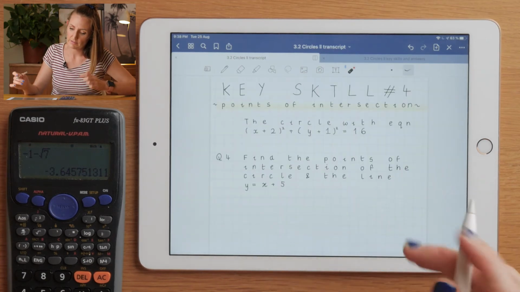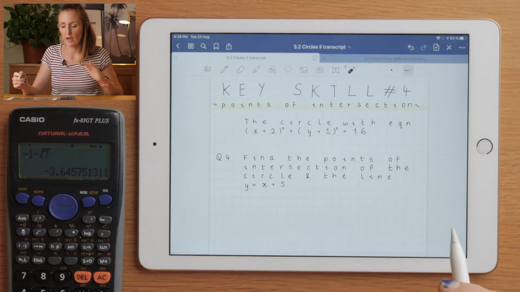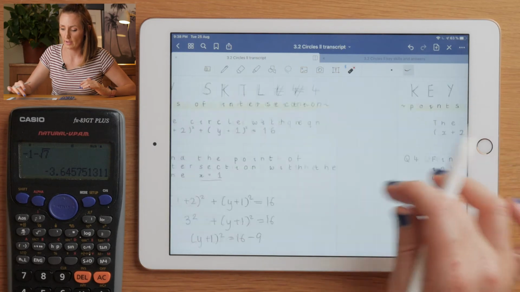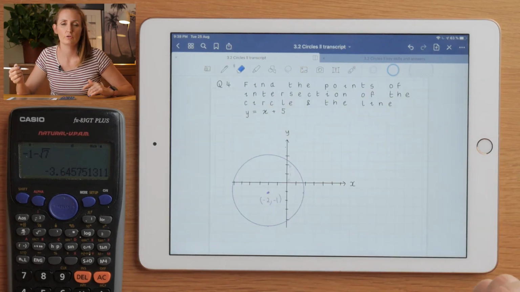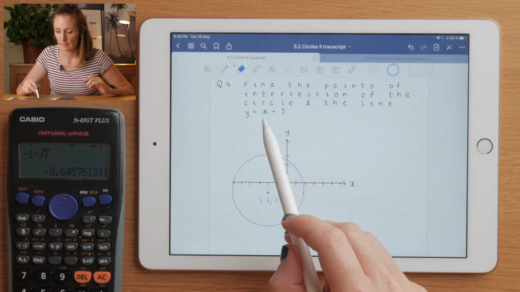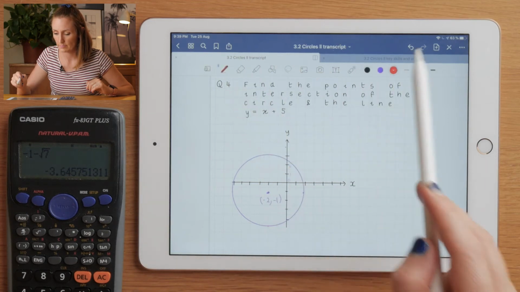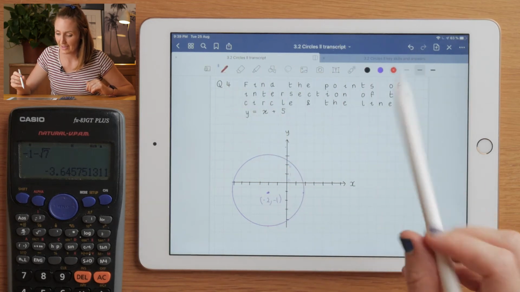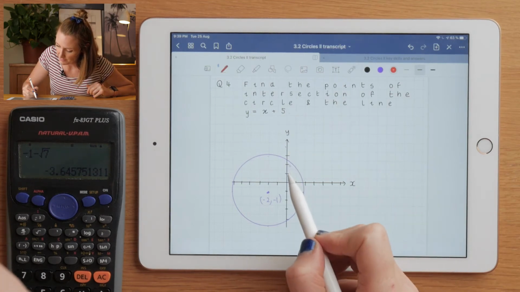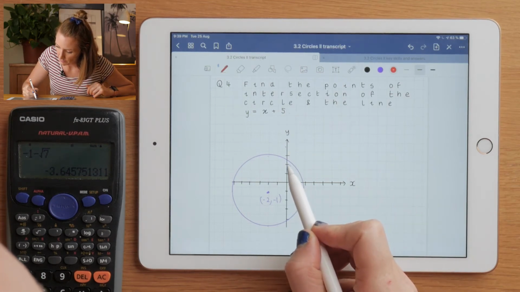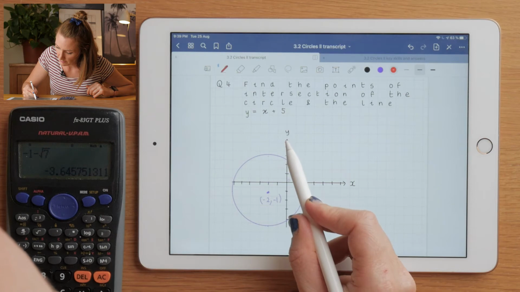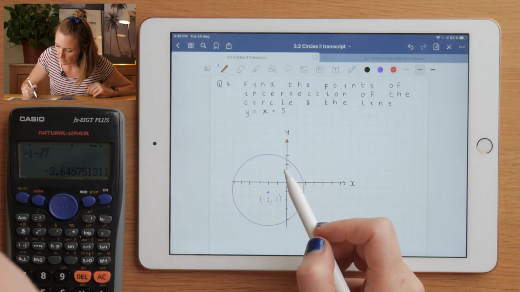So the next one's a little bit different because we actually have a line with gradient, not a flat line. Refreshing back to what you learned about the line is this is x plus 5, right? So this is a diagonal line, and it's going to have a y-intercept at 5, so 1, 2, 3, 4, 5. And it's got a gradient of 1.